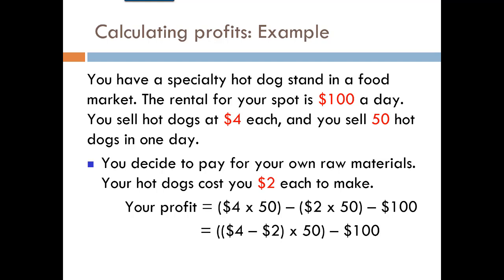So once we calculate the profit, it turns out to be 0. This is what we call a break-even point. In other words, in this example, if you sell 50 hot dogs, you will just break even, that is, make no profit and make no loss.